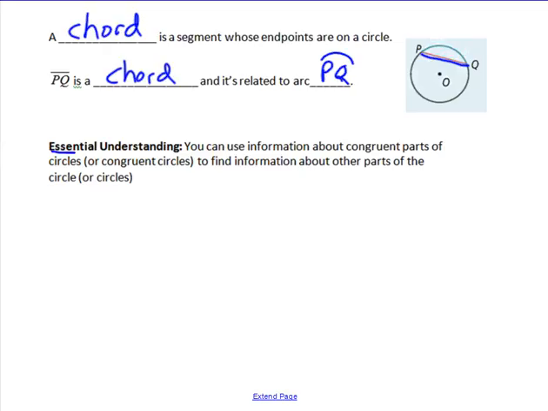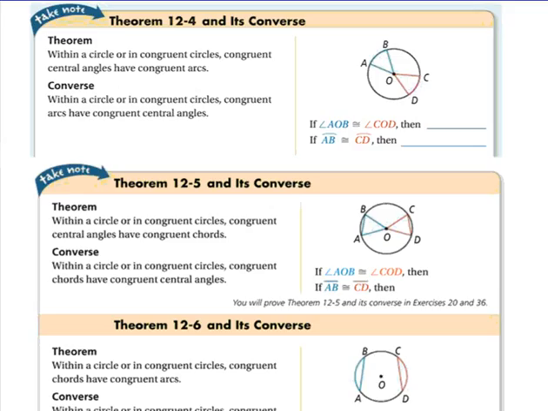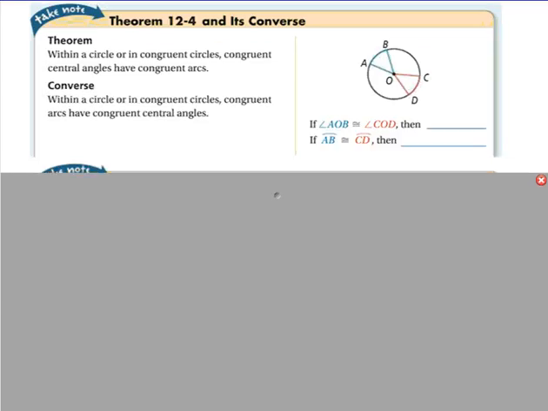So, essential understanding for this lesson: you can use information about congruent parts of circles or congruent circles to find information about other parts of the circle or circles. So let's start off with a few theorems. First of all, theorem 12.4 says, and I'm going to give you the converse. Most of these have the converse going along with them. So the theorem is, within a circle or congruent circles, we're just going to deal with a circle for right now, congruent central angles have congruent arcs.